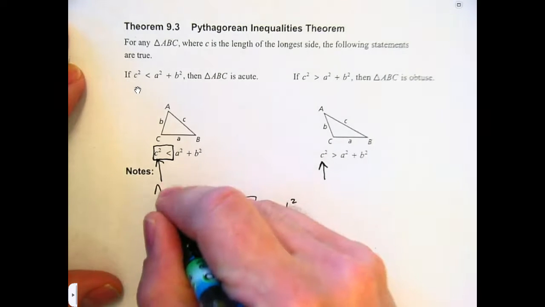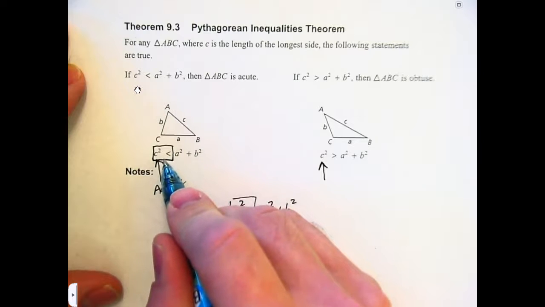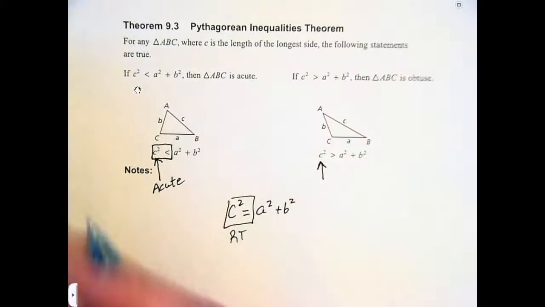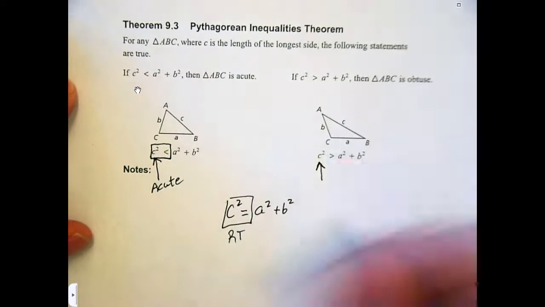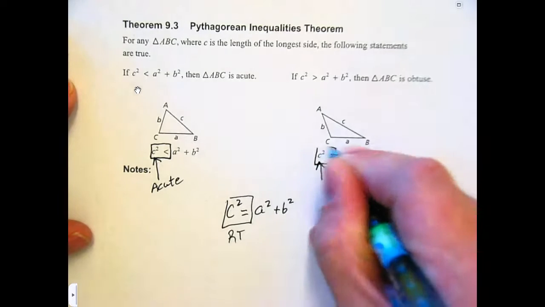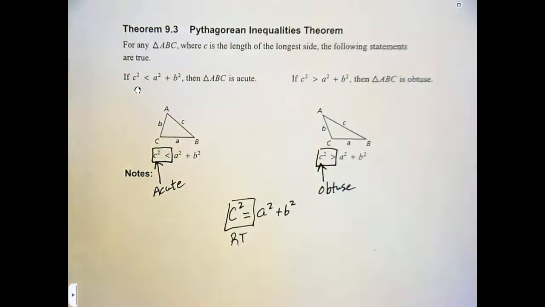If C squared is less than the other two, what type of triangle? Acute. Now the reason I have you focus in on C is because now I can say, if it's less than, well, acute means less than what? 90. If C squared is less than, then it's acute. If C squared is greater than, then it's obtuse. Is it that easy? It really is that easy if you focus in on C.